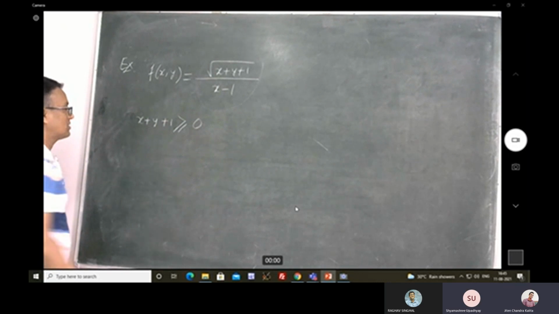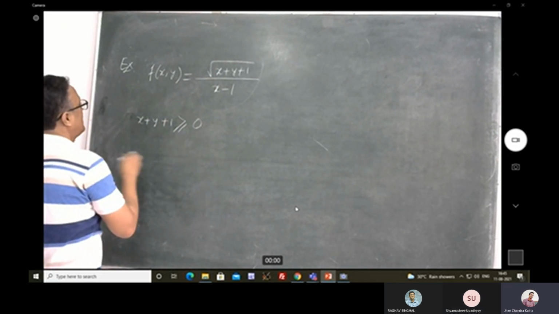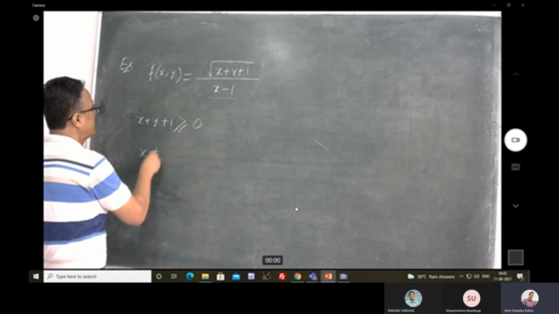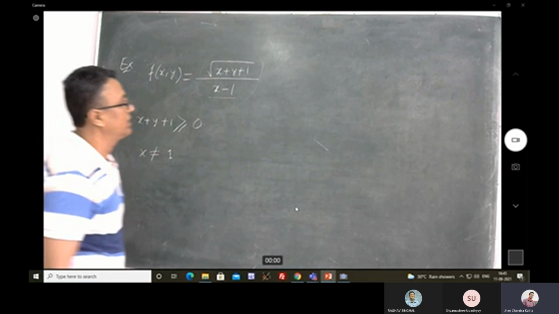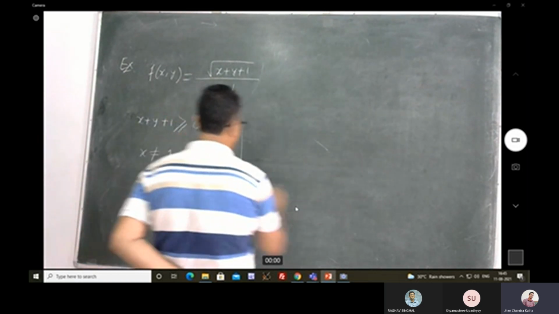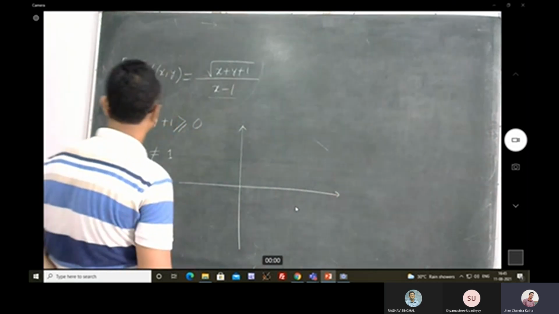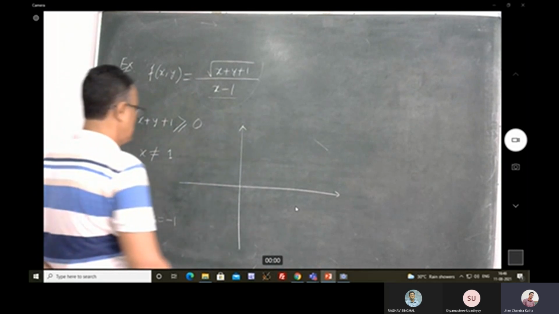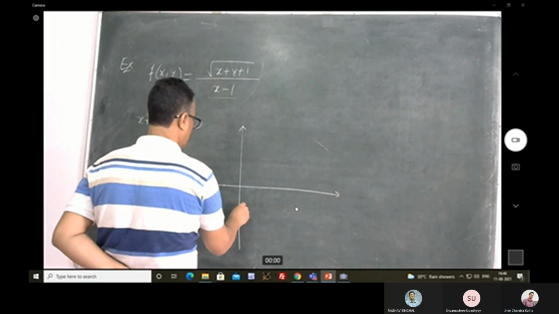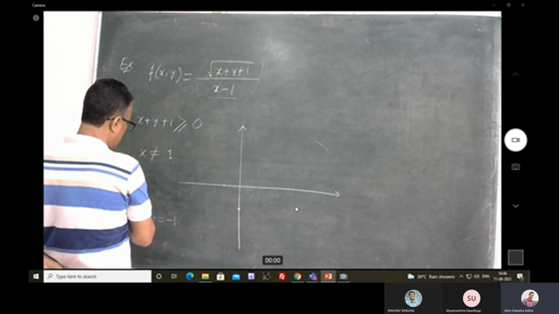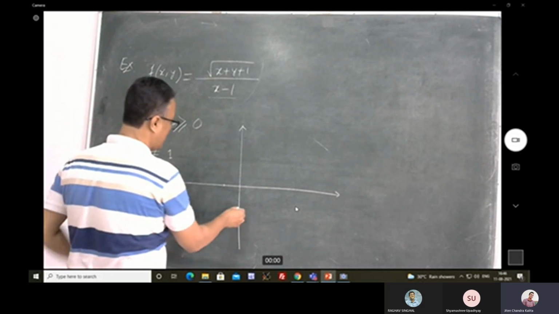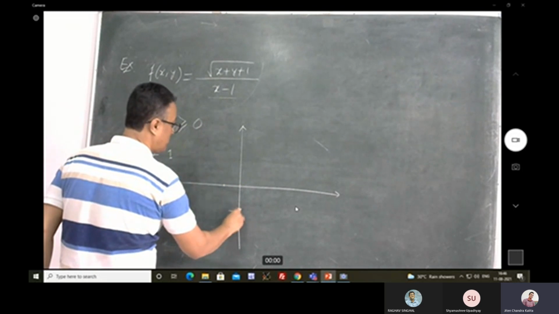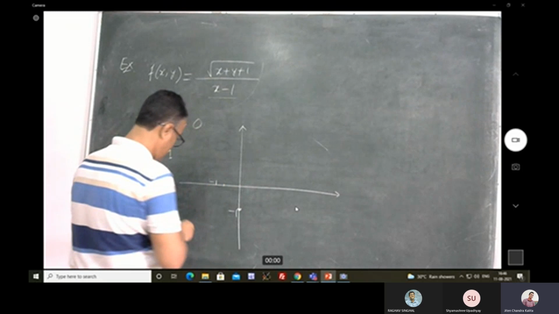Fine? Yes. And then from here, x cannot be equal to 1. Okay, so then if you want to draw the domain of this function, suppose I'm thinking about x plus y equal to minus 1. Okay, so when x equal to 0, y equal to minus 1. So this is a point, and when y equal to 0, x is minus 1. So minus 1.